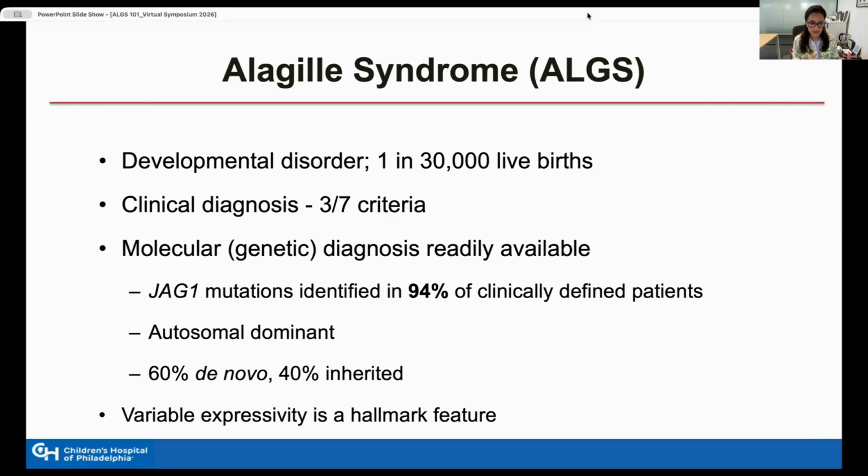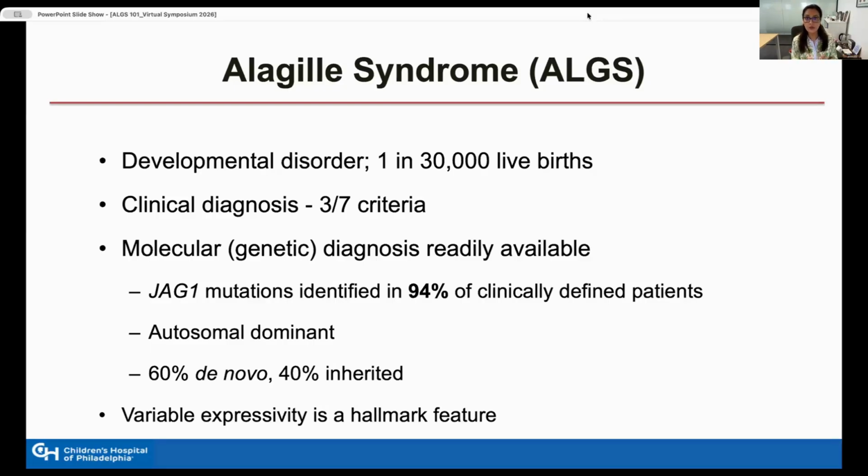It's variable between families, it's variable within families. And so variability is just a very key feature. So we can't make predictions on what somebody's Alagille syndrome will look like based on their mutation, based on which family they come from, based on what their liver biopsy looks like, based on where they live in the world.